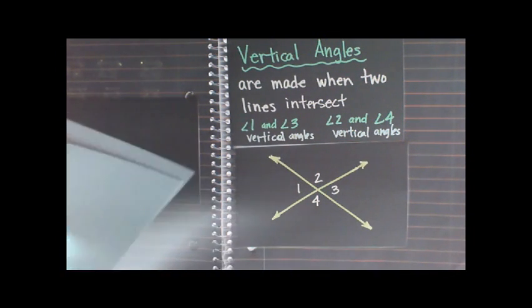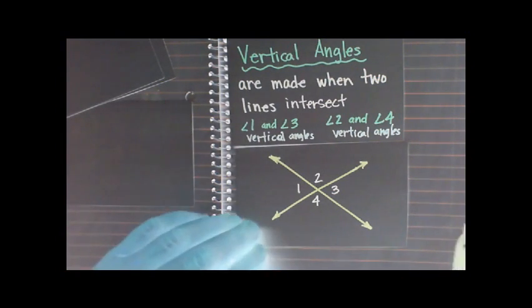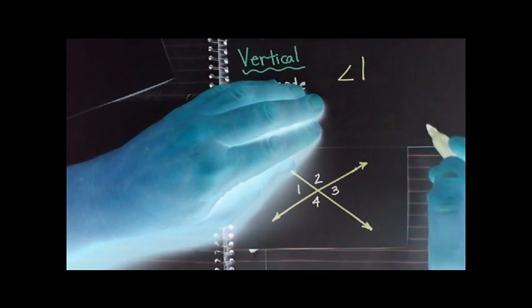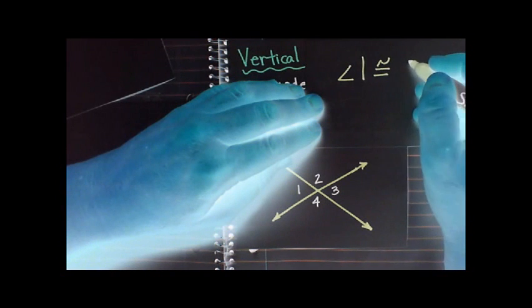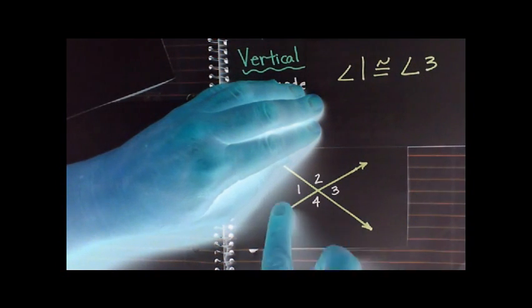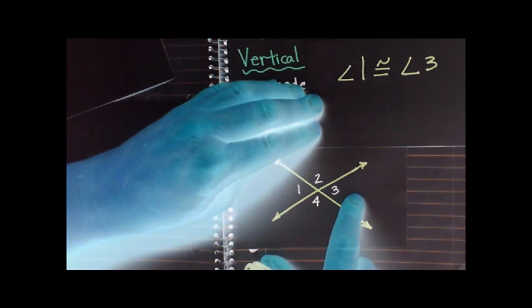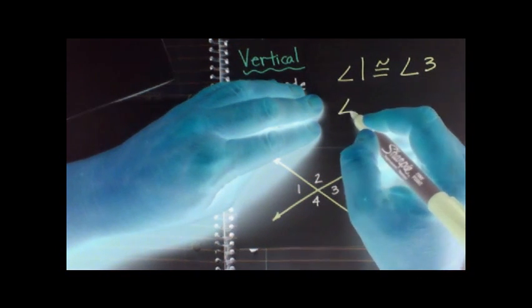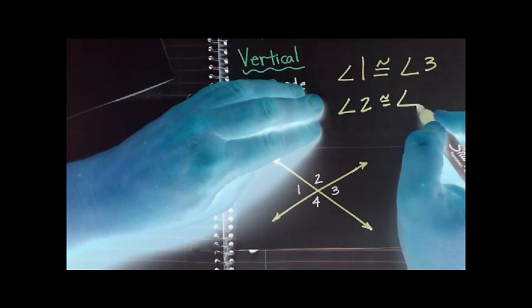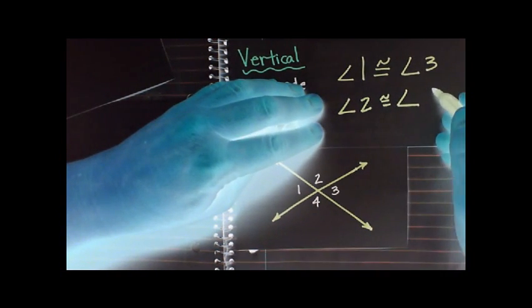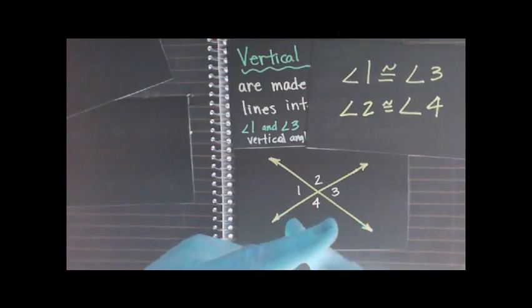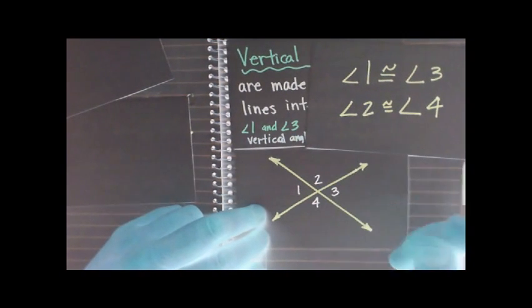So let's grab a pen here, make sure I tell you this right. Angle 1 is congruent to angle 3. Notice that they are the opposite angles. When you have two lines that intersect, the opposite angles that result are congruent. Now angle 2 is congruent to angle 4. Angle 2 and angle 4 were formed by the two intersecting lines, and they're the opposite pairs.